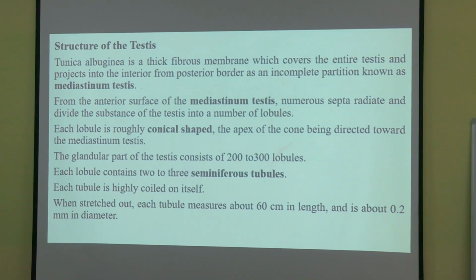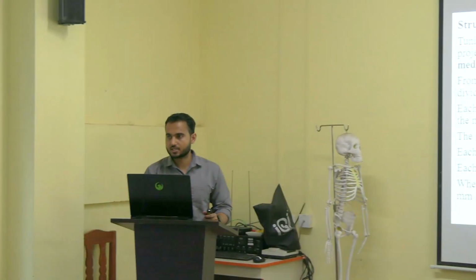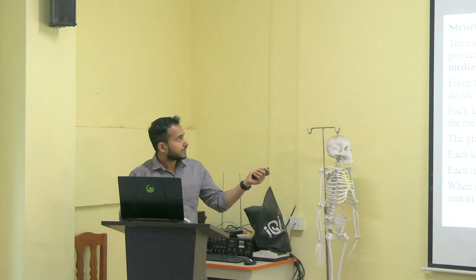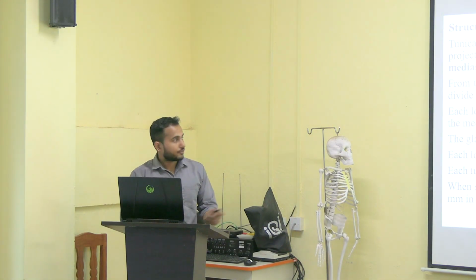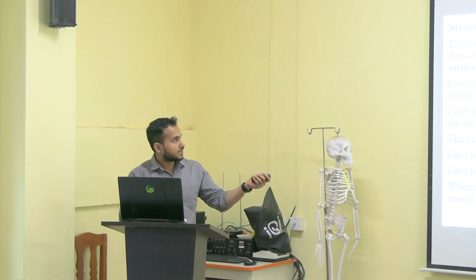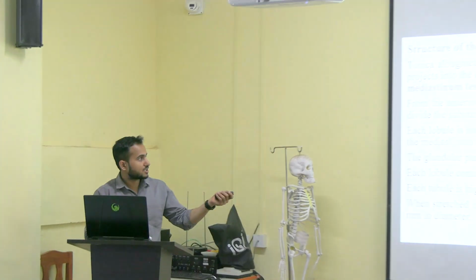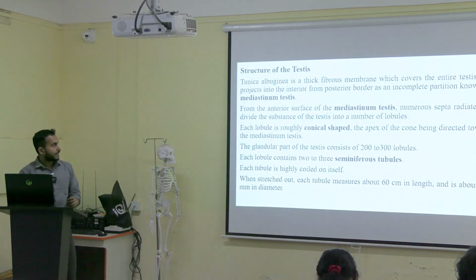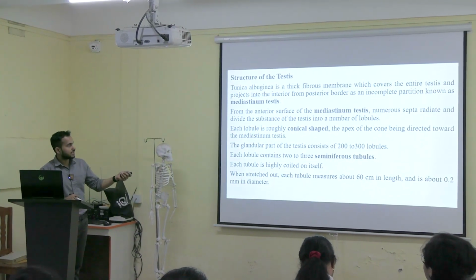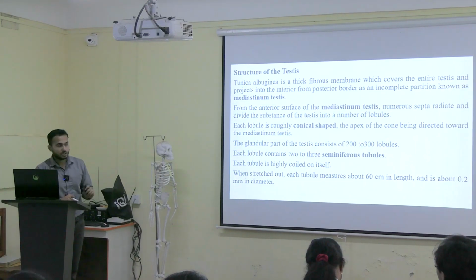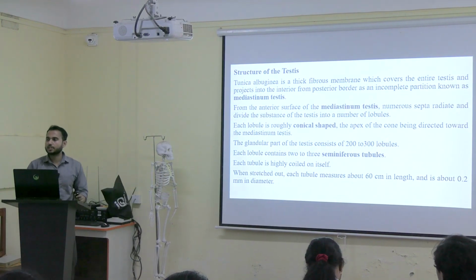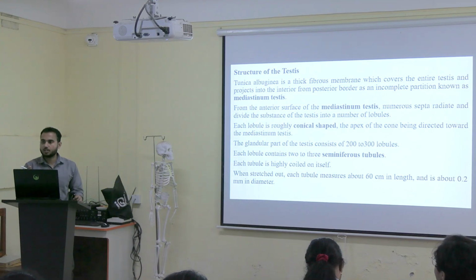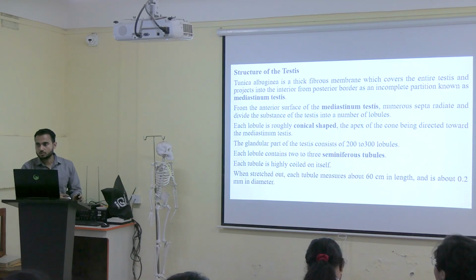So from that particular part it goes inside the testis as a vertical septum, called the mediastinum testis. From the anterior part of the mediastinum testis, numerous septa radiate and divide the substance of the testis into various lobules, which we have seen just now. Each lobule is roughly conical in shape, with the apex directed towards the mediastinum testis. In the glandular part of the testis, approximately 200 to 300 lobules are present, and inside one particular lobule we get 2 to 3 seminiferous tubules which are highly coiled. Each tubule is highly coiled. When stretched, the length is approximately 60 centimeters and the diameter is approximately 0.2 millimeter.